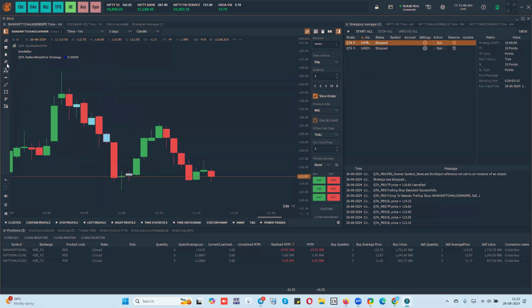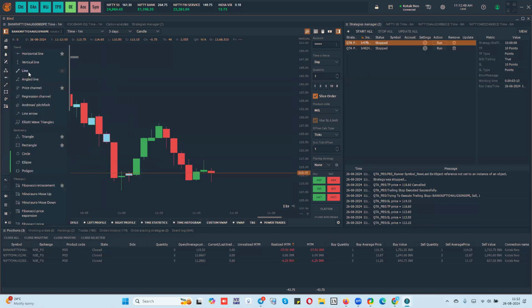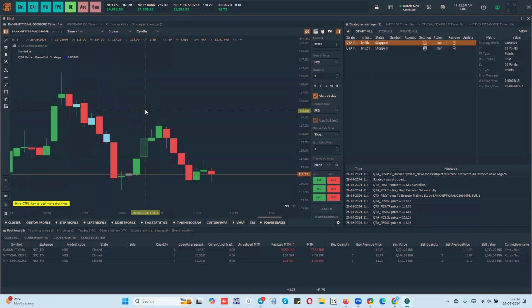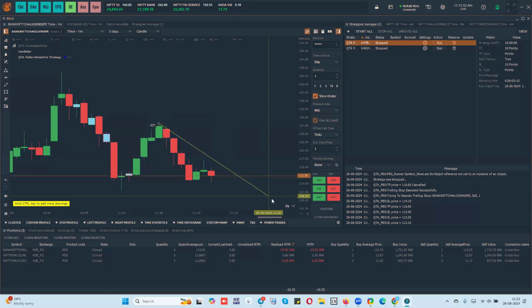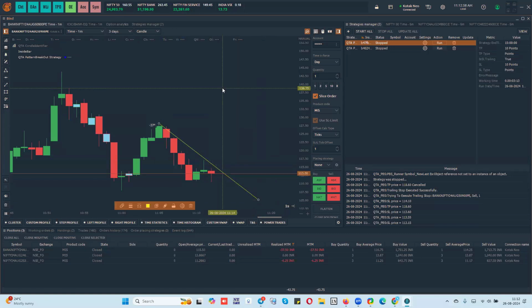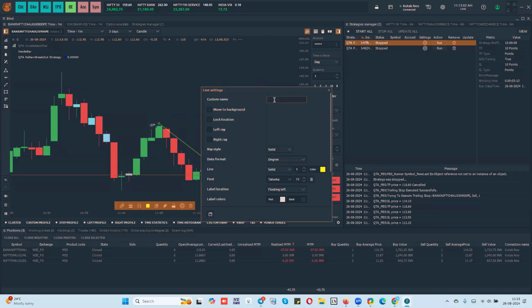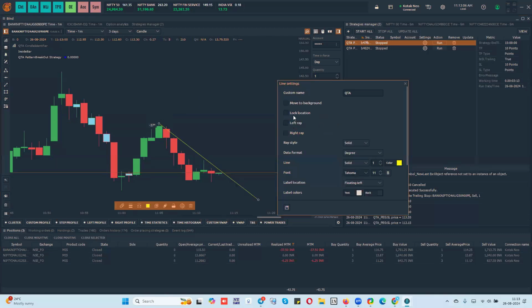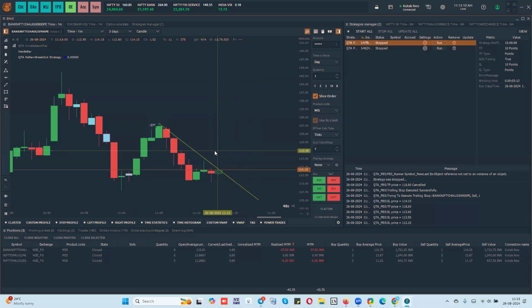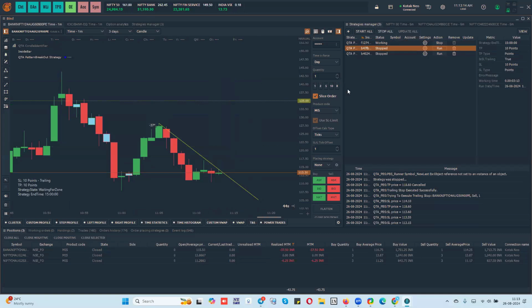This is the trend line, right? I just draw a trend line here like this. And I want to buy on a breakout of this trend line. So again, I go to the settings, write QTA here, and I will lock the location so that the trend line doesn't move, and click on control and double click on the chart.